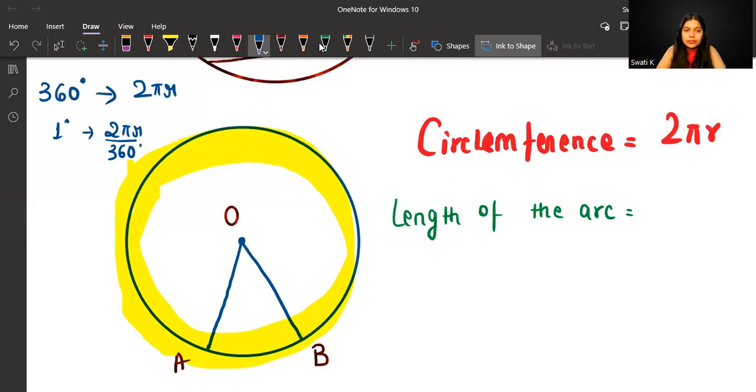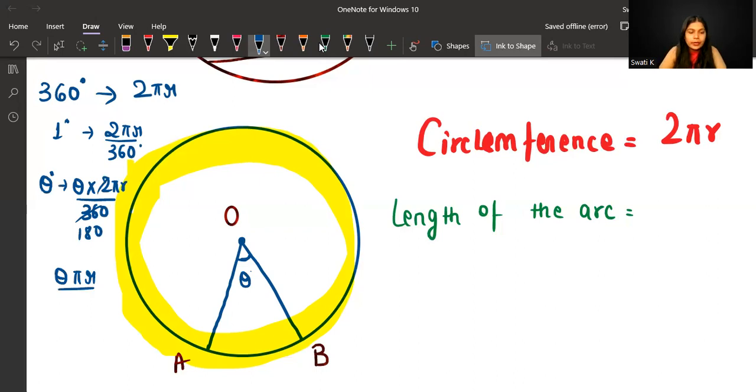Right? So imagine the angle made by this arc AB at the center of the circle is theta. Okay. So if this is theta degrees, what will be the answer? Theta times 2 pi r over 360. If you want, you can simplify this. This will become theta pi r over 180. Now what is this? This is nothing but the formula to find the length of the arc, right?